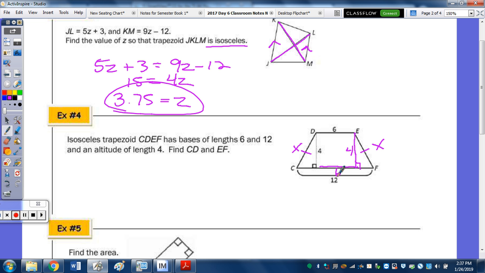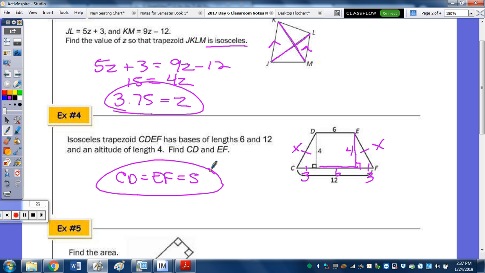Opposite sides of a rectangle. And then these two segments are also congruent. So 12 minus 6 is 6, and then you divide it equally, and this is 3. In the right triangle, this is a triple. If you haven't memorized your triples yet, it does save you some time. Does anyone know the 3, 4, 5? So CD is equal to EF, which is equal to 5.